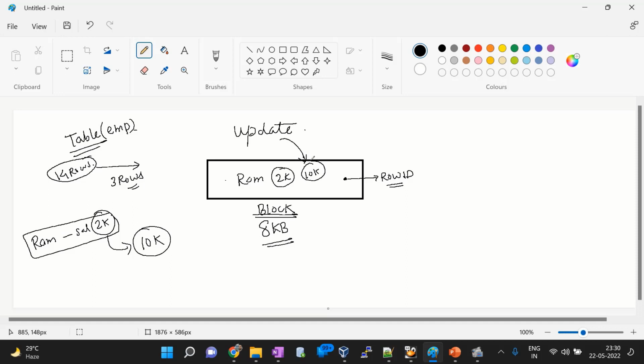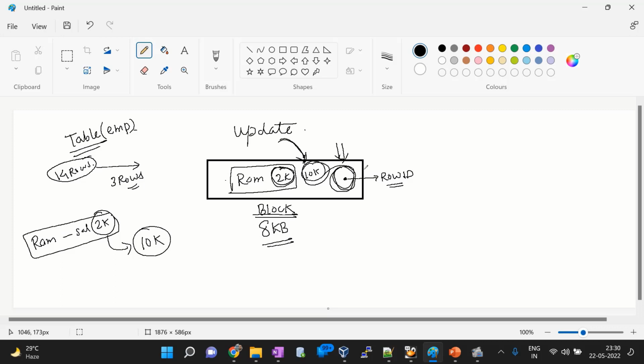What will happen here? If you are updating a particular row, it might happen that the row cannot store the 10K salary data in this place. This block is around 8 KB, and this much information is already stored for the row. Updating the salary to 10,000 would not fit in this block. You want to update it, but you don't have sufficient space in this block.